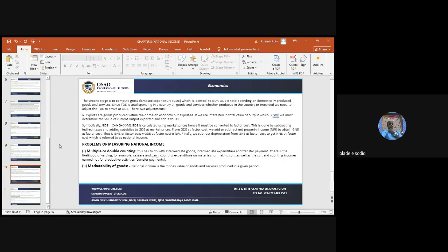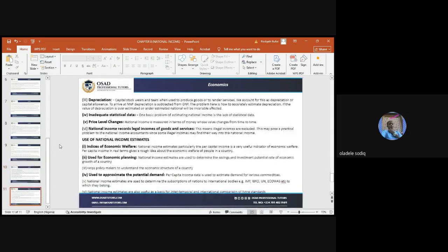Then we also have the marketability of goods. National income is the money value of goods and services in a given period. Another problem is depreciation, because if you want to calculate net national product, you subtract depreciation from GNP. Don't forget that NNP is equal to gross national product minus depreciation. This can be an exam question. NNP means net national product. You'll be given depreciation in the question too.